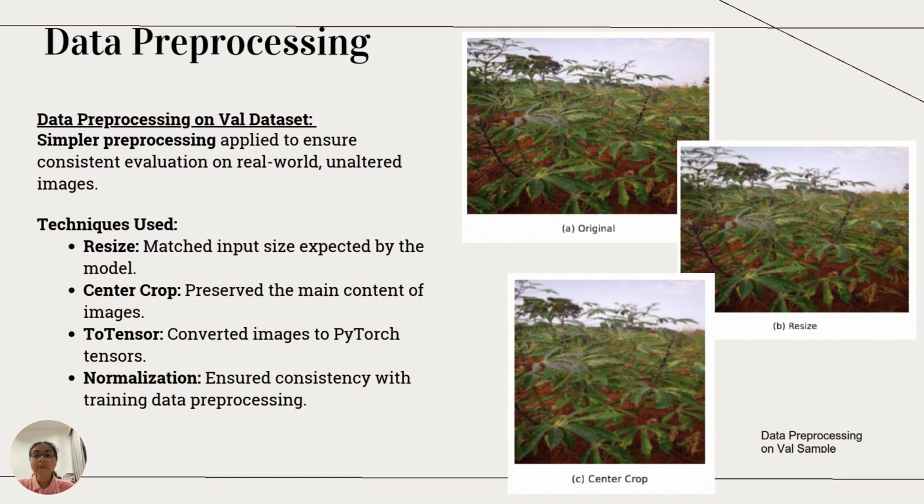Simpler preprocessing is performed for the validation dataset to ensure consistent evaluation. Steps included resizing, center cropping to preserve image content, converting to PyTorch tensors, and applying normalization for consistency with training data. The images on the right illustrate these steps on a validation sample.